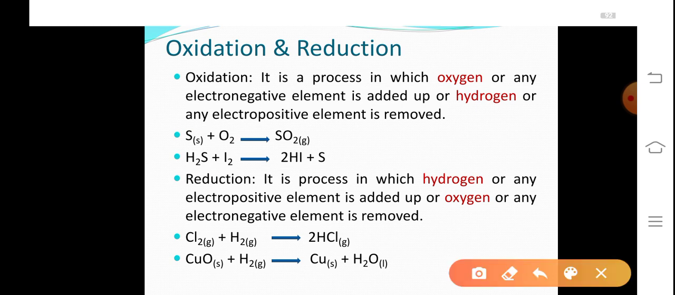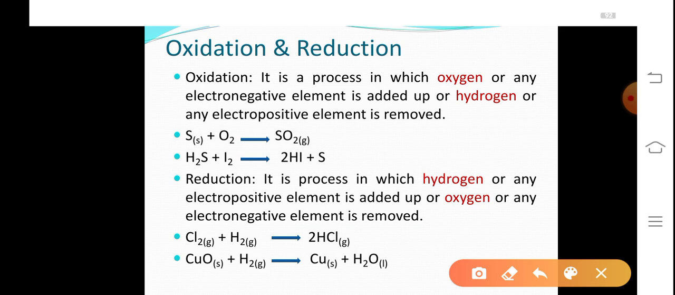Now what is reduction? It is a process in which hydrogen or any electropositive element is added, or oxygen or any electronegative element is removed. So by definition, it is clear that reduction is just the opposite of oxidation. Now let us look at some examples.